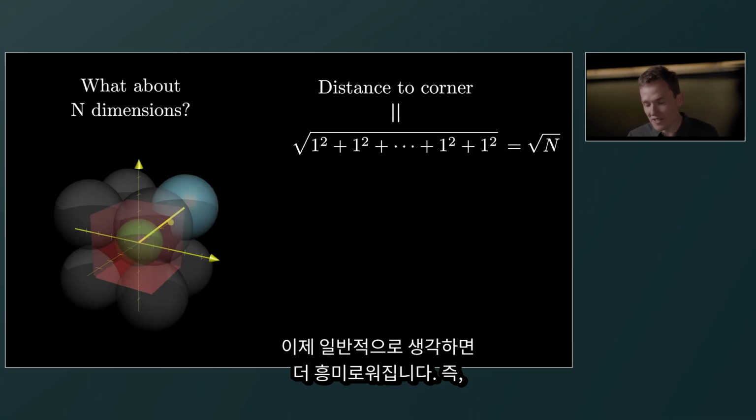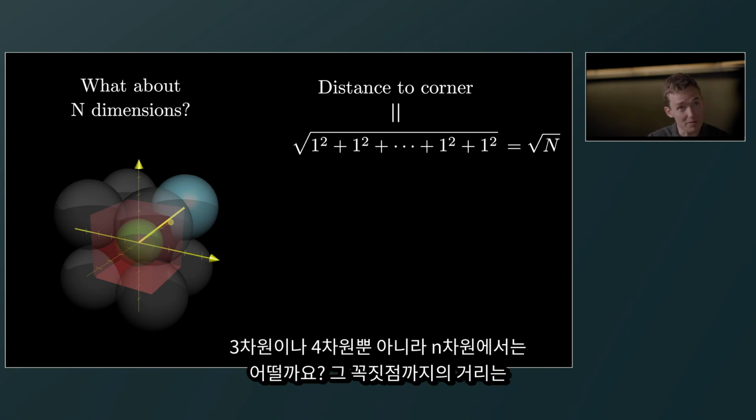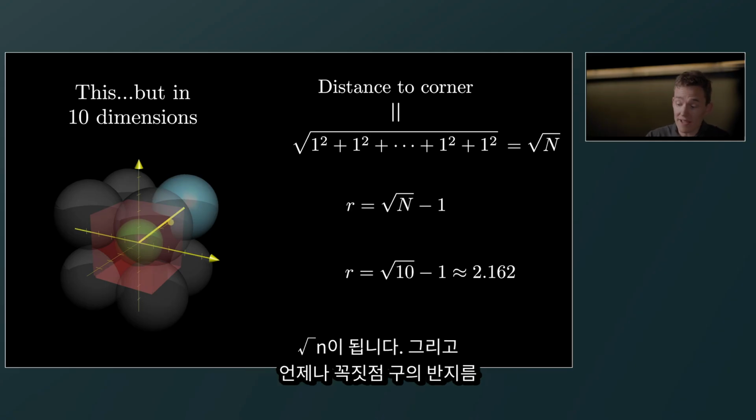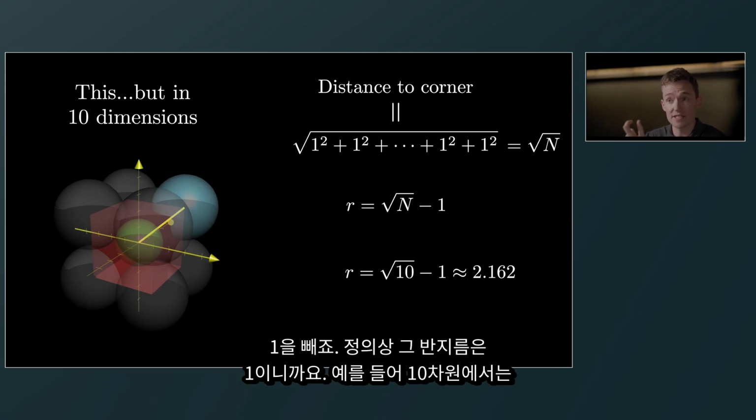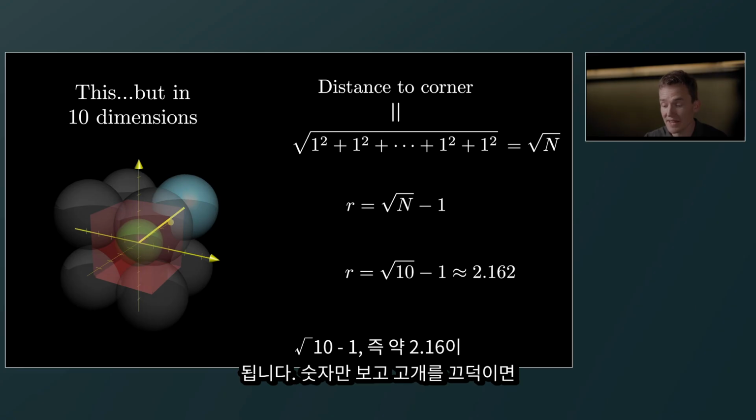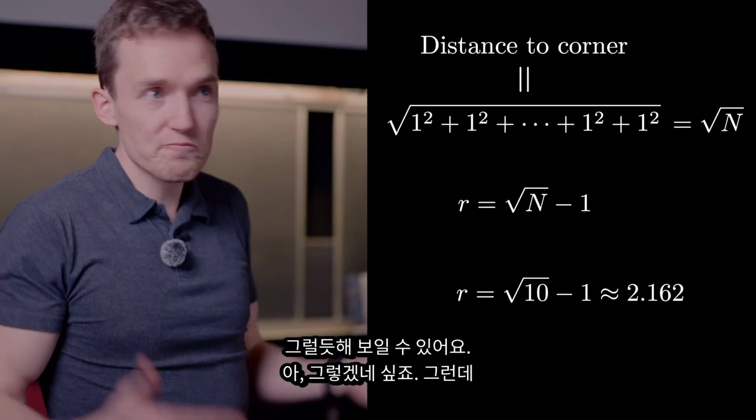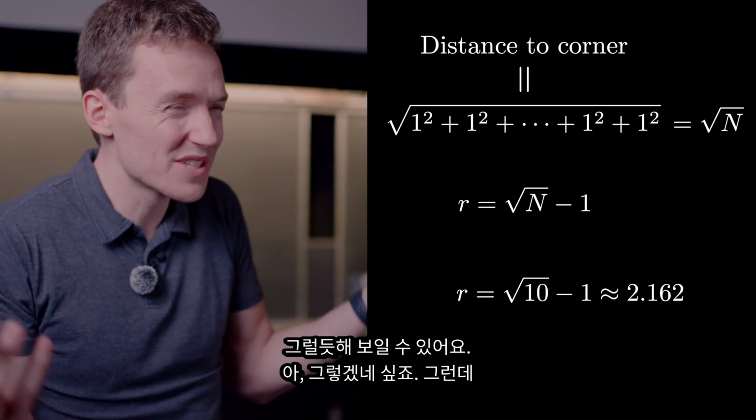Now, where this gets more interesting is if we think in generality. If we say, okay, not just for 3 or 4 dimensions, but for n dimensions, what would this look like? The distance to the corner of that cube is going to look like square root of n. We're always subtracting off the radius of that corner sphere, which is by definition 1. So for example, up in 10 dimensions, it looks like root 10 minus 1, which is about 2.16. Now, if you just look at that and you kind of nod along with the formulas, you might say, okay, seems reasonable, I guess that's what things would be.